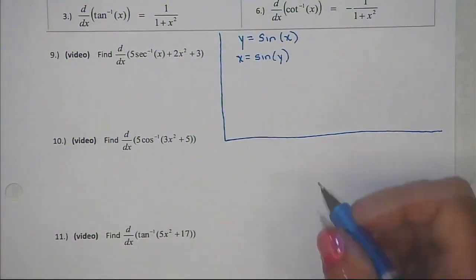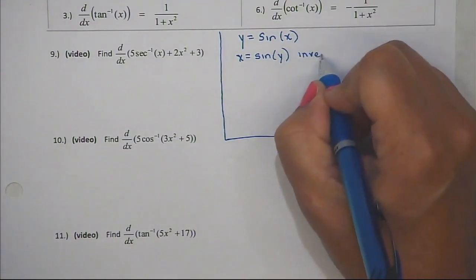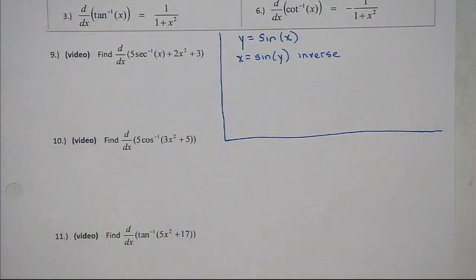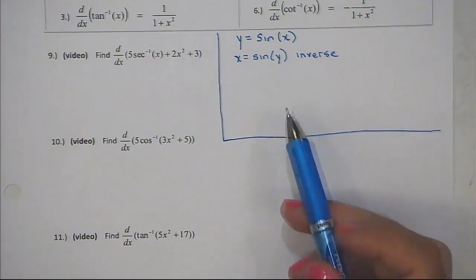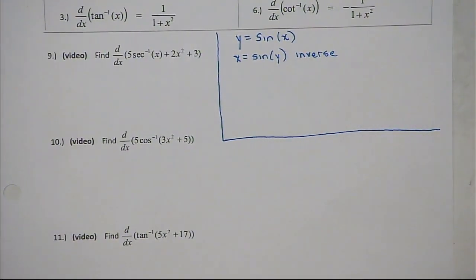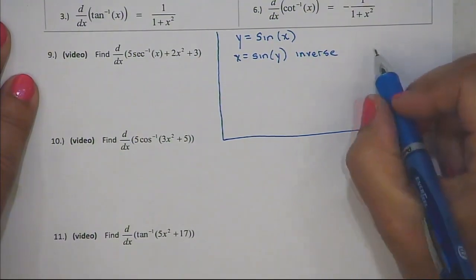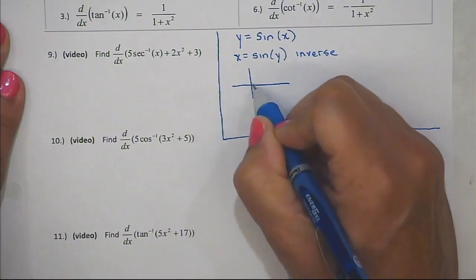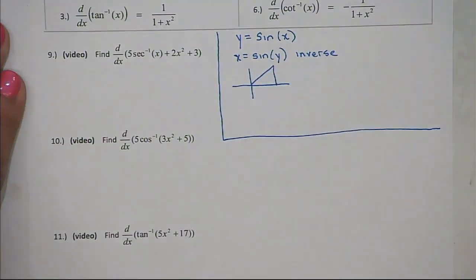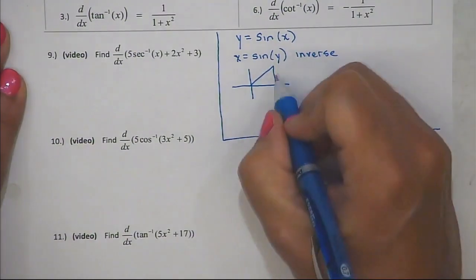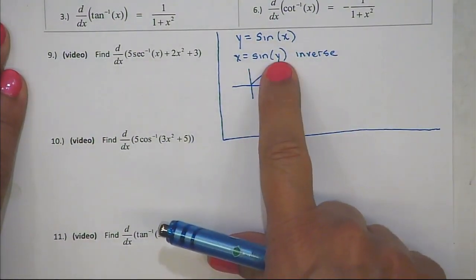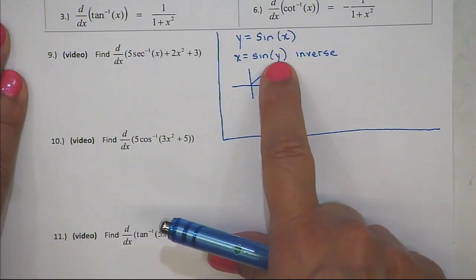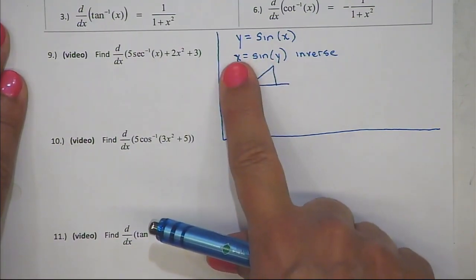All right, so this is how we do the inverse. y equals sine of x is the function. x equals sine of y is the inverse. So if I were going to graph that, I want you to see this graphically, which you may not have done in a while. If I draw an angle in the first quadrant, then remember, y is your angle, x is the sine of that angle, right? That's how you read that.